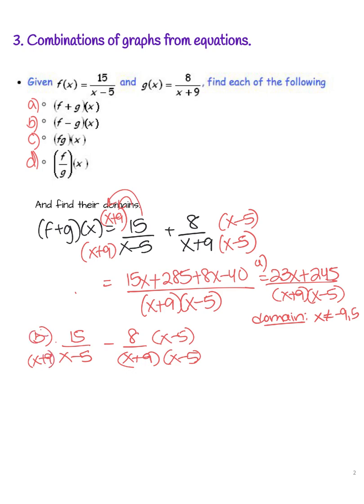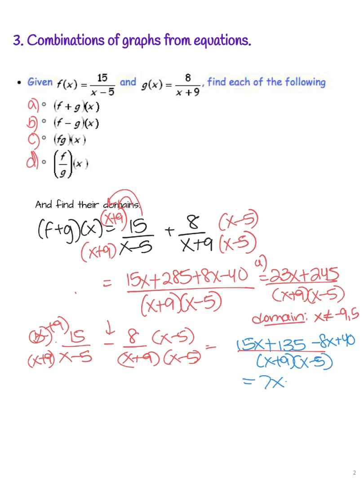And a very common mistake is to forget to distribute this negative here. So we have a common denominator. I'm going to actually change colors so that they don't blend with the next problem. 15x plus, I think that's 225. Oh, no, 135. I was thinking 15 times 15. Minus 8x plus 40 over that common denominator.